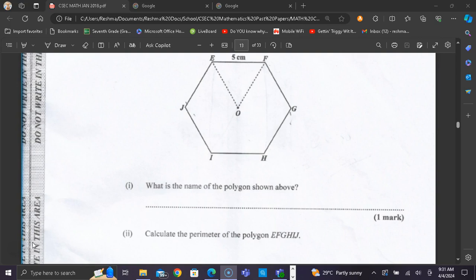So this is very easy. We just have to count up the number of sides in our polygon. We have 1, 2, 3, 4, 5, 6. So 6 sides means that this is a hexagon.